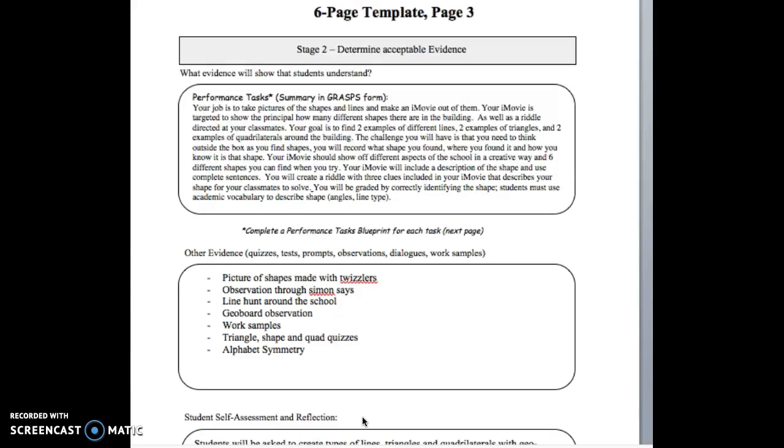They're going to be doing observation through Simon Says. They're going to go through online hunts. They're going to use geoboards. I'm going to look at their work samples. They're going to have quizzes. And I'm going to use alphabet letters to help them figure out what symmetry really is. Hopefully, with all these different hands-on activities, they can put meaning to what the words really are.